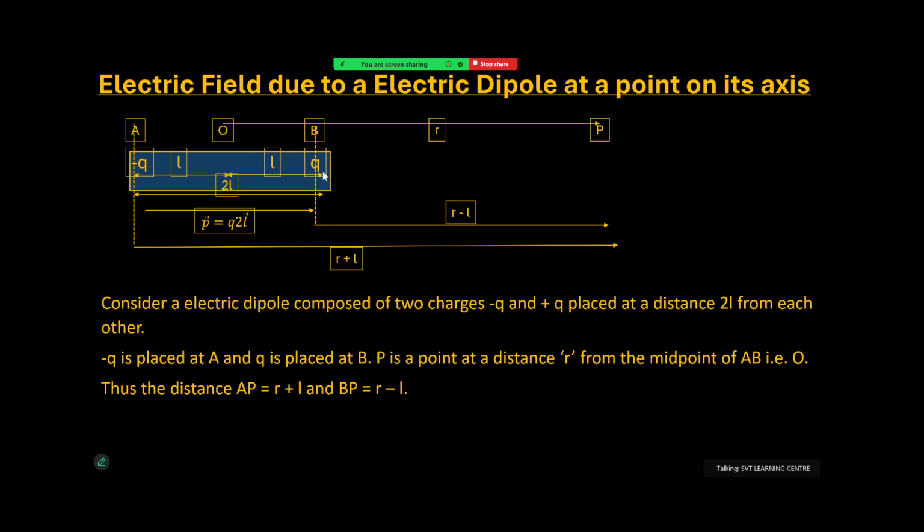The distance of P from the positive charge q is r minus L, as you can see from the geometry of the figure. The distance of minus q from P is r plus L, and the dipole moment itself is given by p equal to q into 2L. So AP is r plus L and BP is r minus L. So we first compute the electrical field due to the positive charge, then due to the negative charge, and add the two.